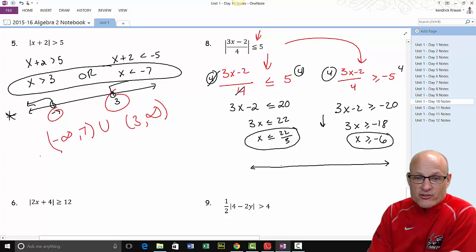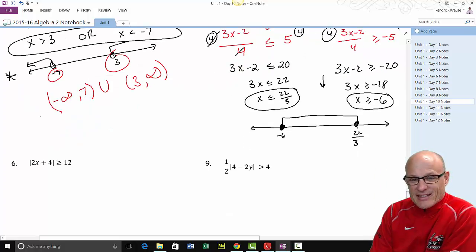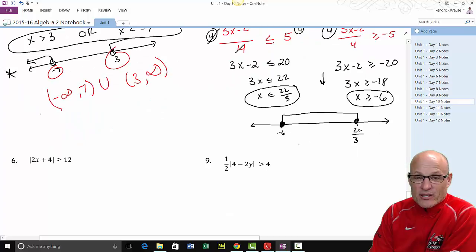So let's see. Here's negative 6. Closed circle. And we're going to the right. Right now I'm thinking we're going to be connecting the dots. 22 over 3, that's really close to 7. But it's over here. And we're going less than or equal to. Boom, this way. And we'll connect the dots. So if it's a connect the dots situation, then we have to do it in interval notation.